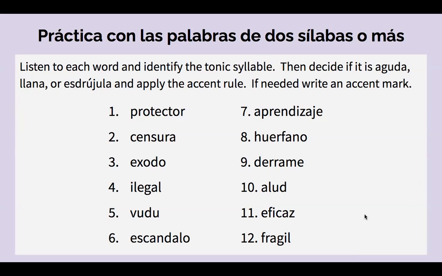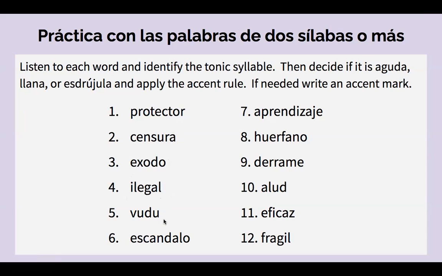Okay. Bien. Protector does not need an accent mark. It is aguda, ending in a consonant. Censura is llana, ending in a vowel, does not need an accent mark. Éxodo is esdrújula. There must be an accent mark on the E. Ilegal is aguda, ending in a consonant. No accent mark is needed.